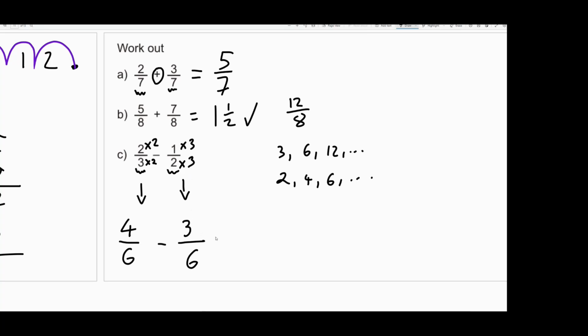So really the question is 4/6, take away 3/6. So what will that be? 4/6 take away 3/6. Just going to be 1/6. That's all it's going to be.